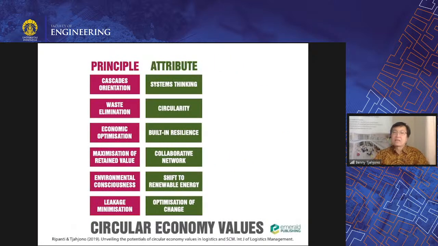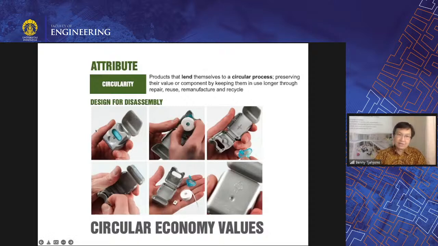Attributes. An example of attributes is circularity. Circularity means that the products should lend themselves to circular processes. It means that they have to be designed in such a way that circular economy can easily be done on that particular product. For example, this is a dental floss. This dental floss is designed in such a way that the disassembly process can be done easily. And in this way, this plastic part can be recycled or maybe reused immediately.